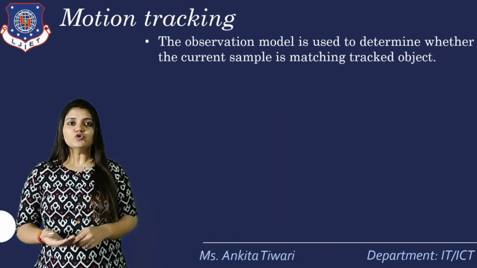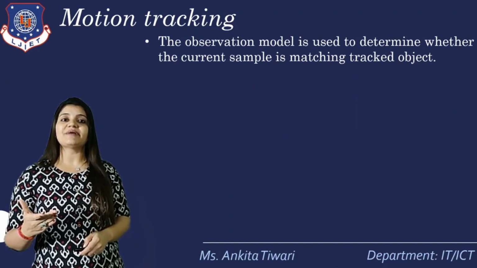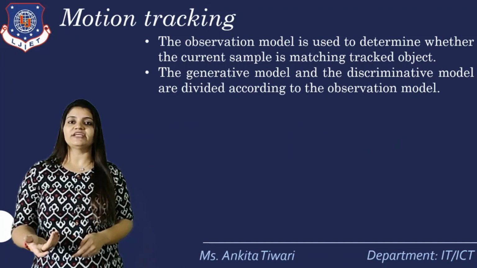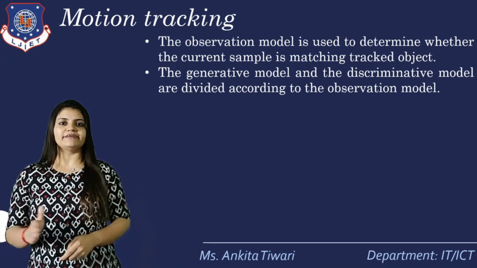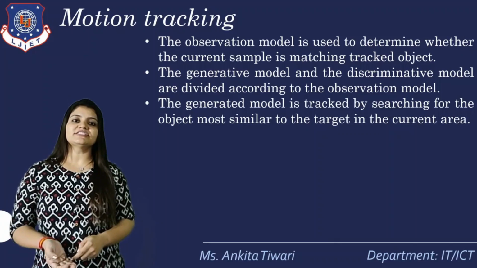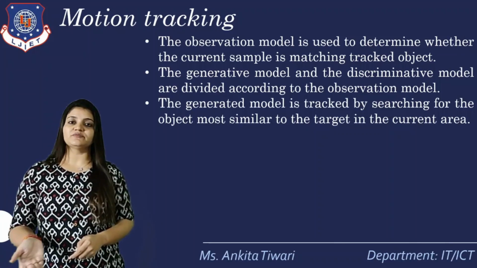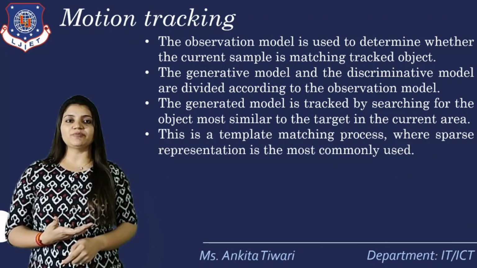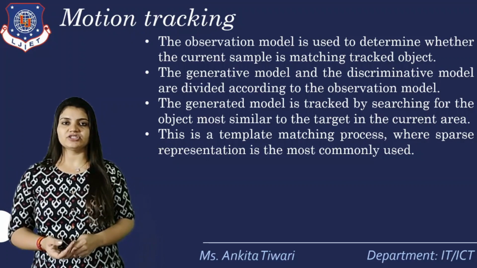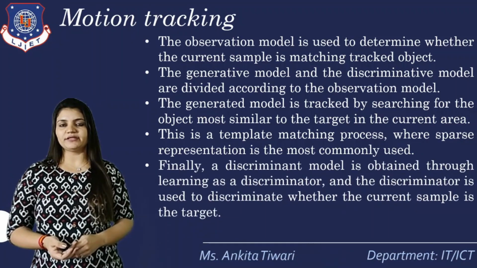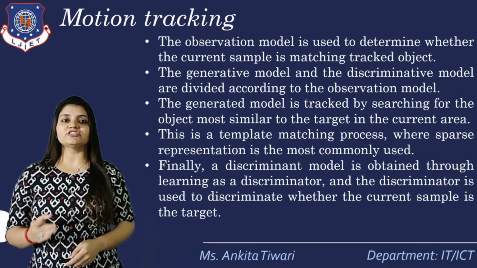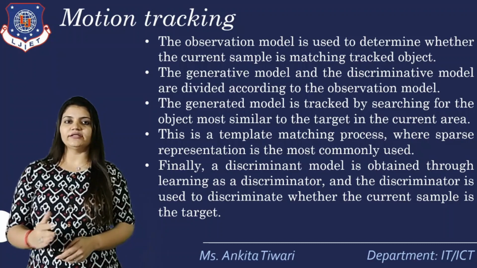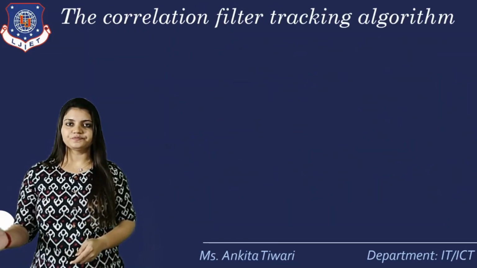So the observation model is used in order to determine whether the current sample is matching the tracked object or not. Now the generative model and the discriminative model are divided according to the observation model that we have. The generative model tracks by searching for the object that is most similar to the target in the current area. This is the template matching process, where sparse representation is the most commonly used method. Finally, a discriminative model is obtained through learning a discriminator, and the discriminator is used to discriminate whether the current sample is the target or not.